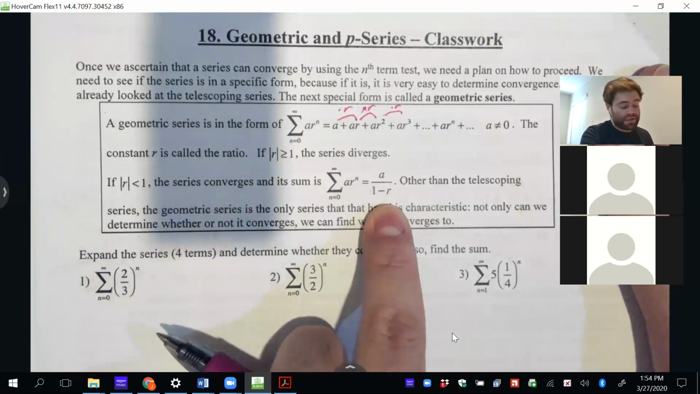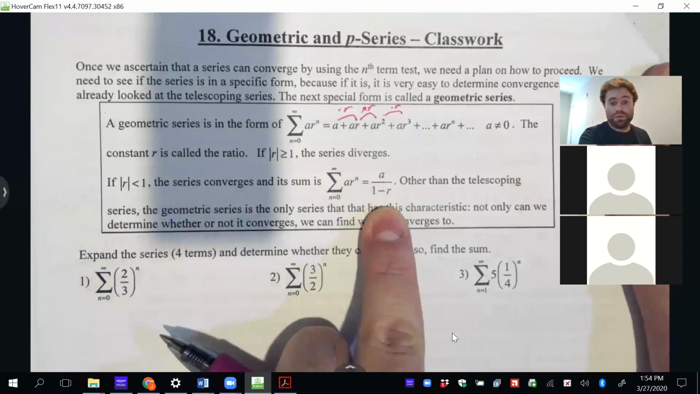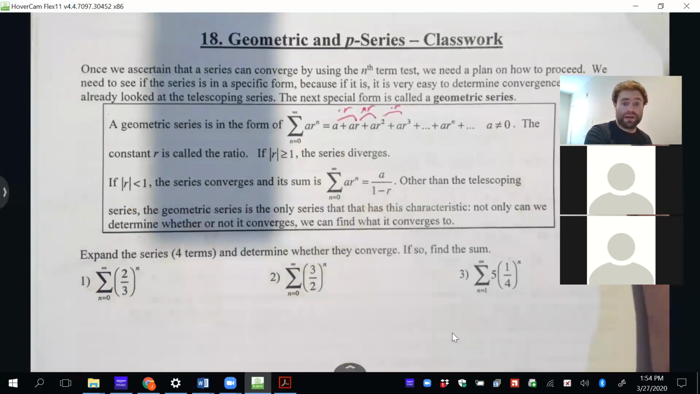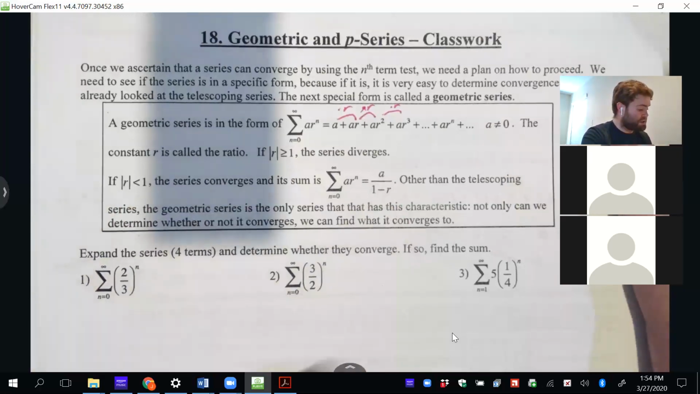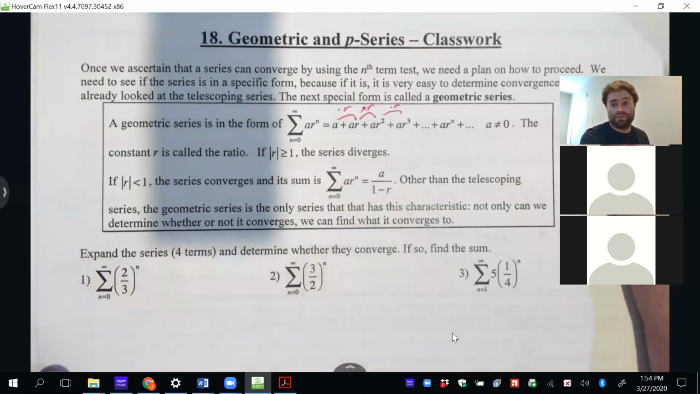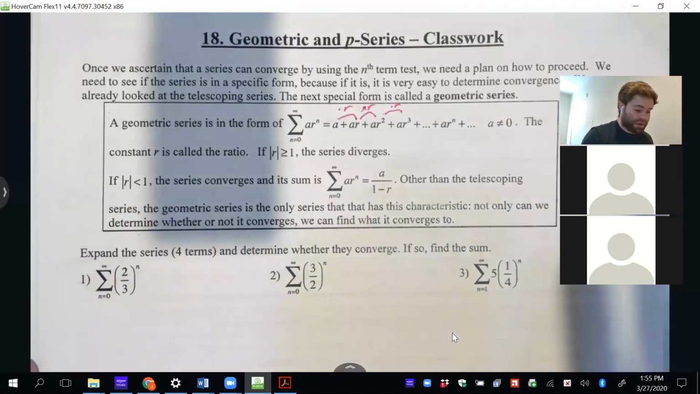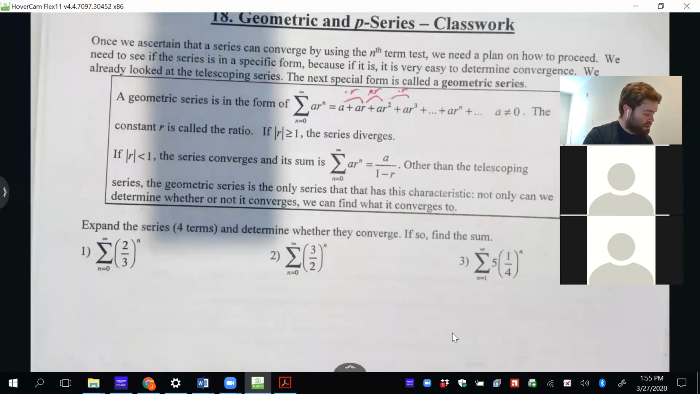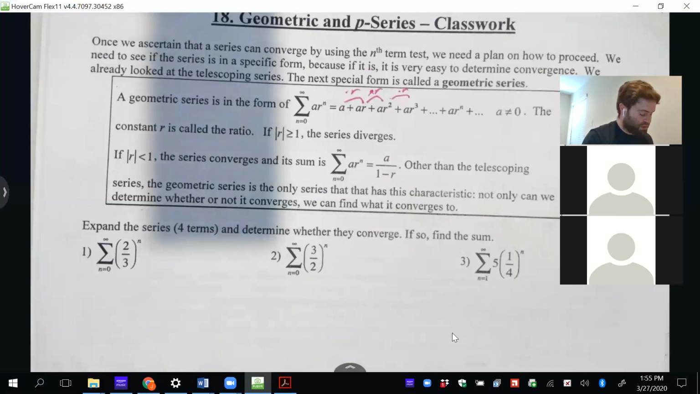So telescoping series and geometric series are actually the only two series that we can figure out the value it converges to. Other than telescoping, geometric series is the only other one that you can figure out what it converges to. All the other ones, we just figure out whether it converges or not. So if we look at a few of these, I will not do all of them. We're going to do 1, 2, 5, and 7.